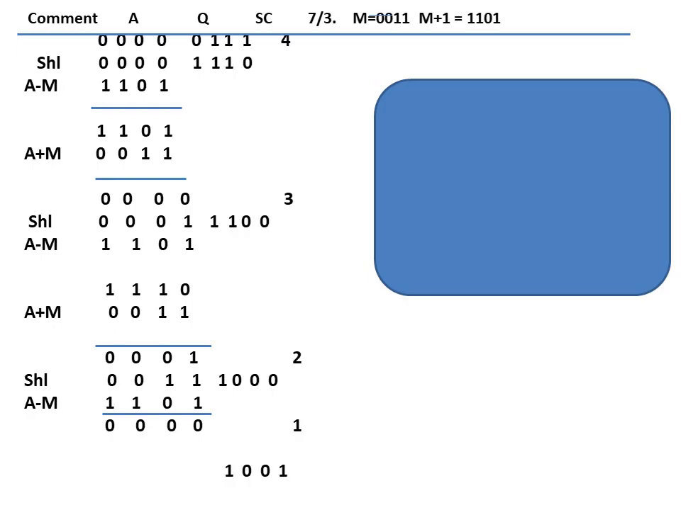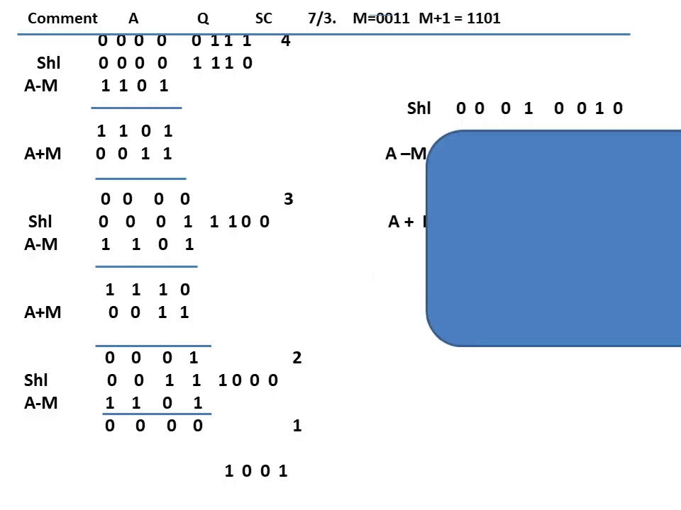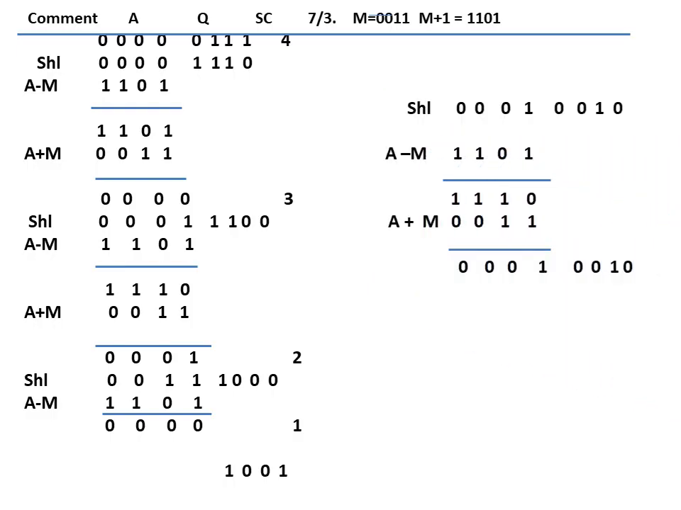The next step is, as usual, to perform shift left. So we will get this result. When we shift left this, we get this answer. Now again perform A minus M, that is, add the 2's complement of M value with A. We get 1110 as the result.